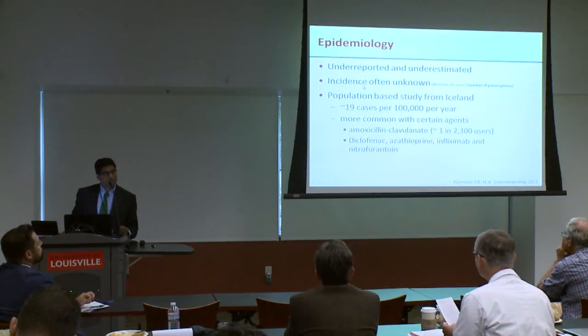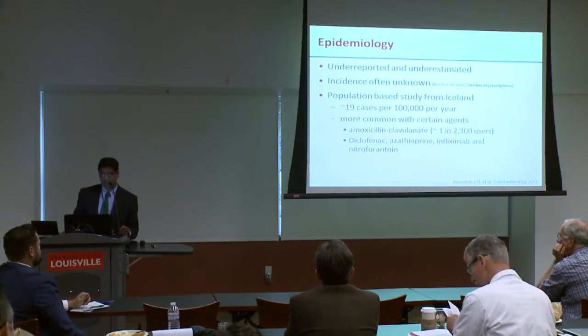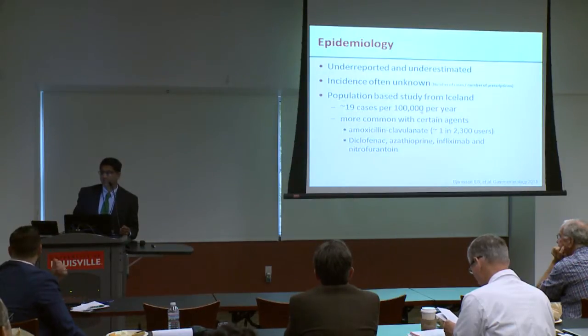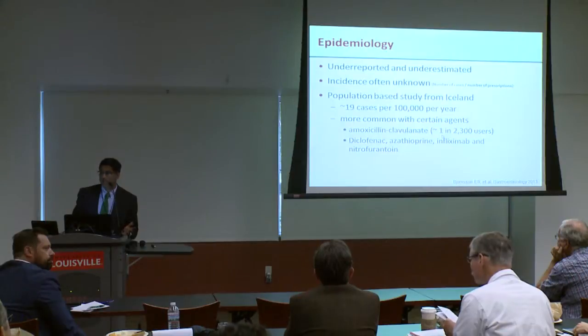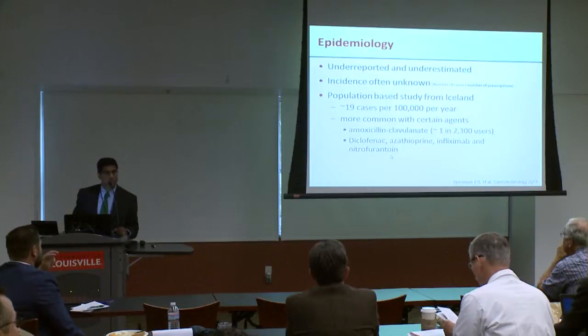There are some population studies, especially in small countries like Iceland, where it is a universal healthcare system, everybody knows everybody sort of population. They've figured out maybe 19 cases per 100,000 per year, so it is very uncommon. But it may be different for different drugs. Augmentin, which is very common, probably is the most commonly prescribed antibiotic in the US and one of the top offenders for drug-induced liver injury. Then there is diclofenac, some biologic agents, and nitrofurantoin, number one prescribed drug for urinary tract infection by urologists.